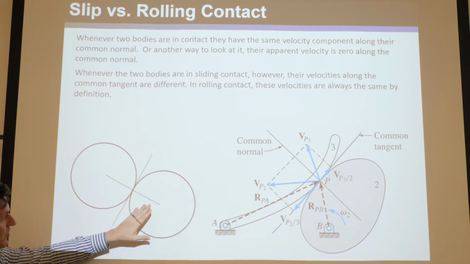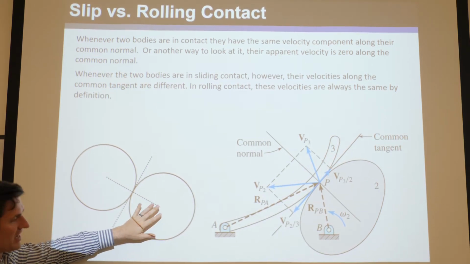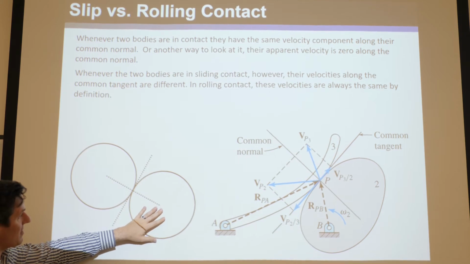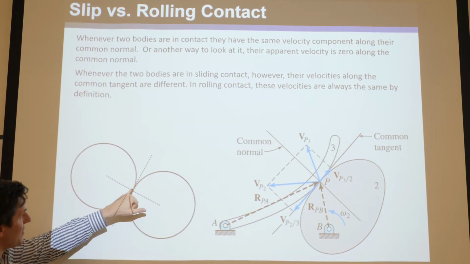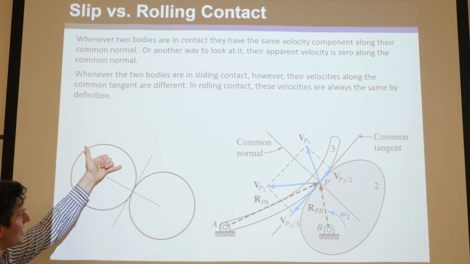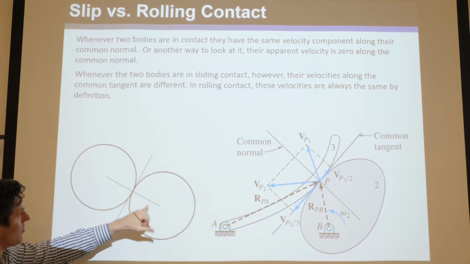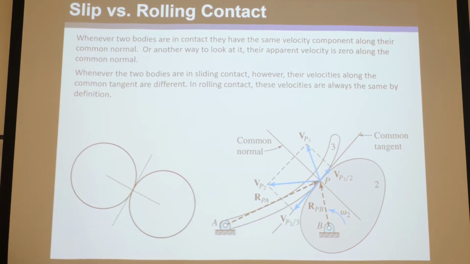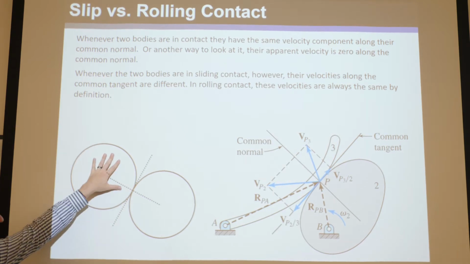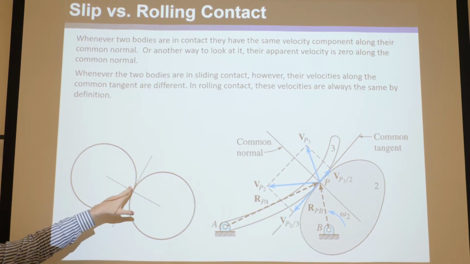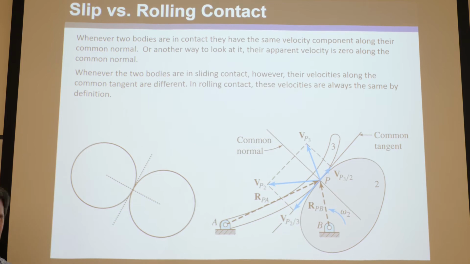So if you were an ant on this one, meaning you think of this one as not moving, then the velocity of this point on this body along this common normal would be 0. So the apparent velocity, if this is 3, this would be VP3/2 equals 0.